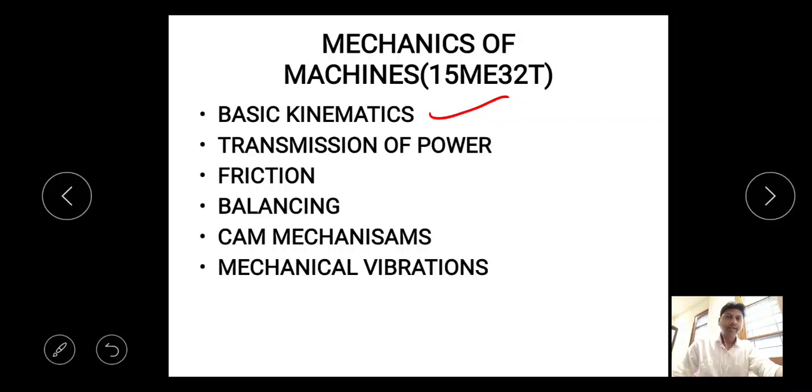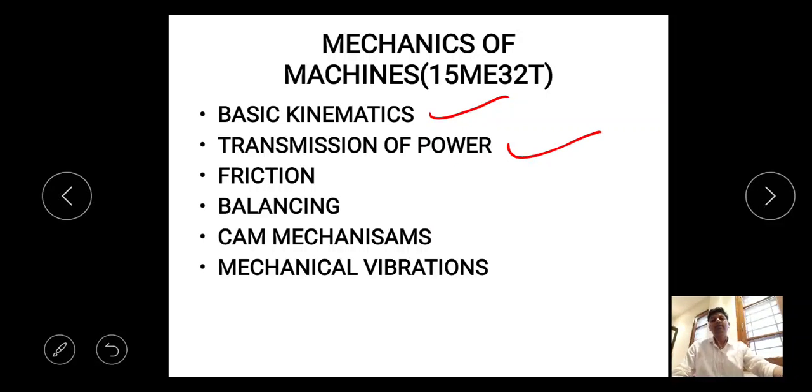Then we'll be studying the second chapter, power transmission: how the power gets transmitted from one point to another point using belt drives or gear drives. All those things we'll be studying in transmission of power. In this chapter you will have 20 marks problem and 10 marks theory.